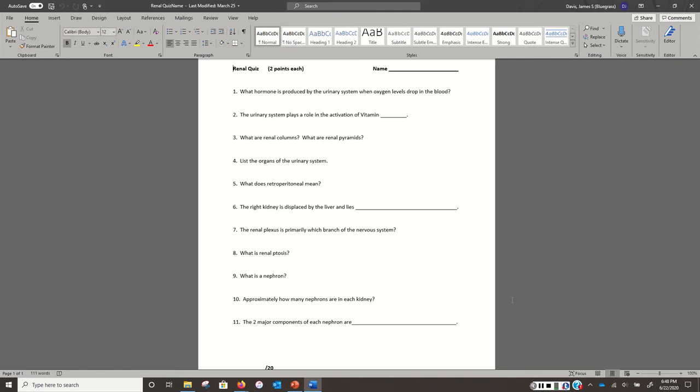Number 1, what hormone is produced by the urinary system when oxygen levels drop in the blood? Think back to when we were first covering blood. Erythropoietin, EPO. The urinary system plays a role in the activation of which vitamin? Vitamin D. This ties in with the skin chapter from Bio 137.